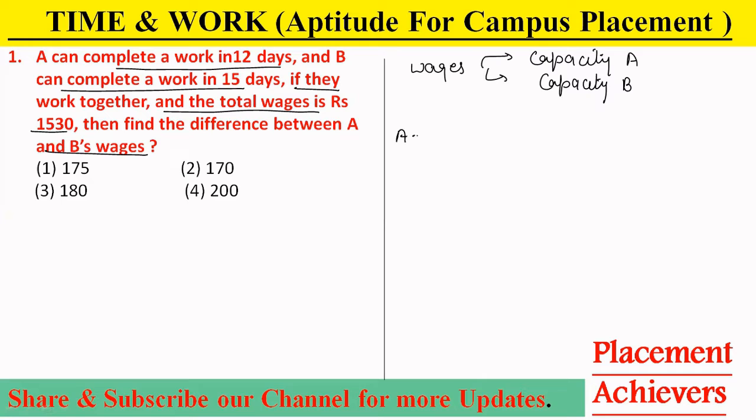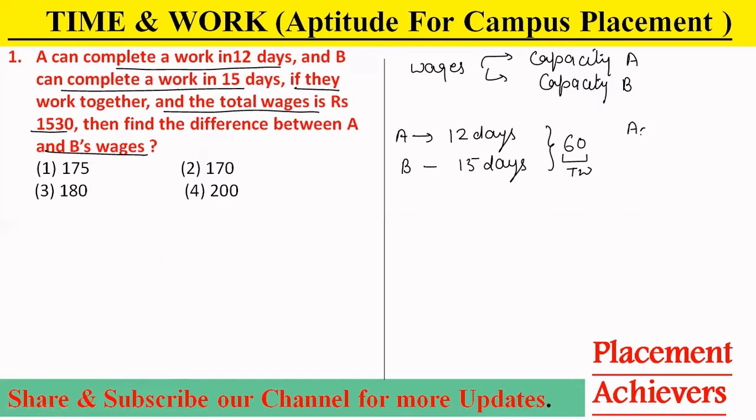Here, A can complete the work in 12 days. B can complete the same piece of work in 15 days. Taking the LCM of 12 and 15, which is equal to 60. In the last class, we discussed how to calculate the LCM in a prompt way. So this is the total work. Now, 60 work is done by A in 12 days.